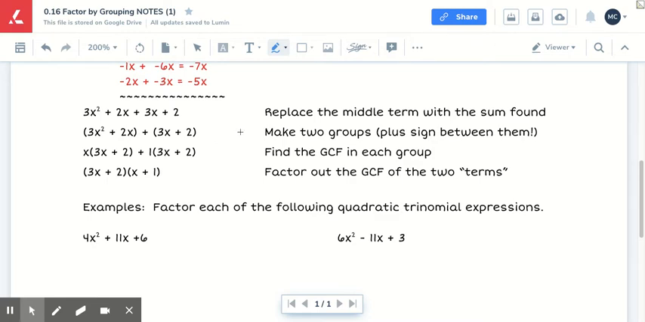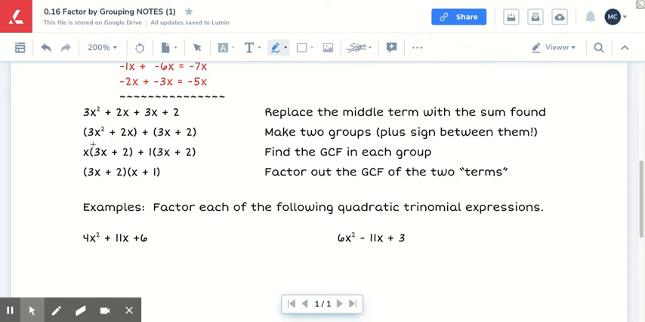The next step is to make two groups by putting parentheses around the first two terms and putting parentheses around the second two terms. And there has to be a plus sign between them when you do that. So there must be a plus sign in here. If there's not, we have to create one. And we'll look at that in some of our examples later.